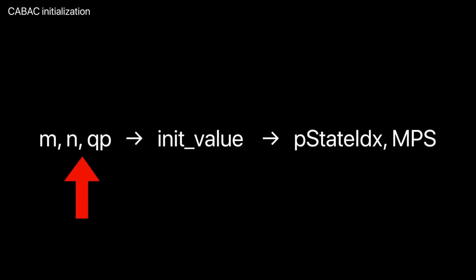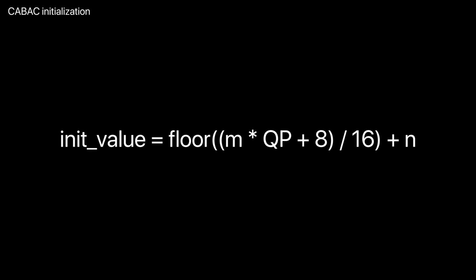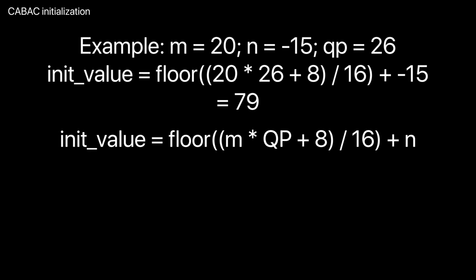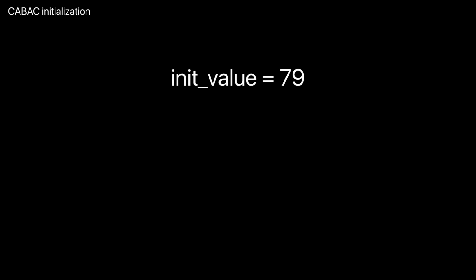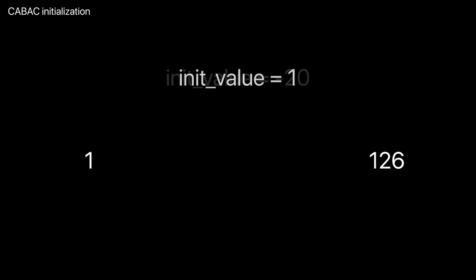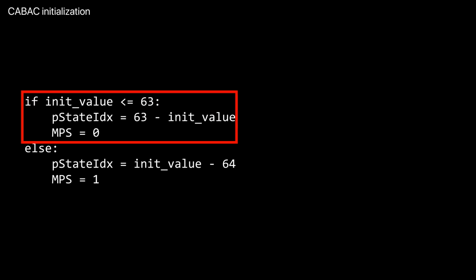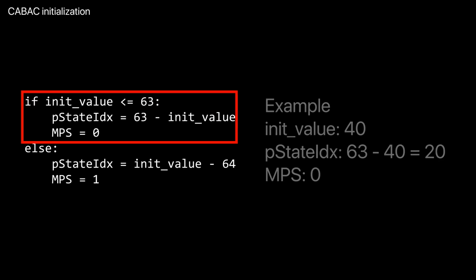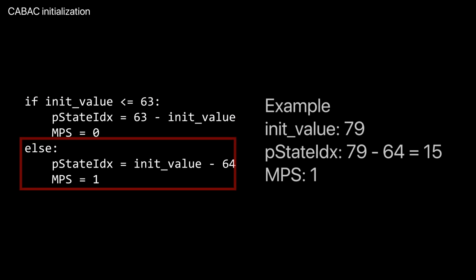For each context, we first calculate init value using this formula. The floor of m times qp plus 8 divided by 16, then add n. Once we have init value, we make sure it stays within the allowed range, between 1 and 126. If it turns out to be less than 1, we set it to 1. If it goes above 126, we bring it back down to 126. Now, if init value is 63 or less, we initialize p_state_idx to 63 minus init value and MPS to 0. Otherwise, we initialize p_state_idx to init value minus 64 and MPS to 1.